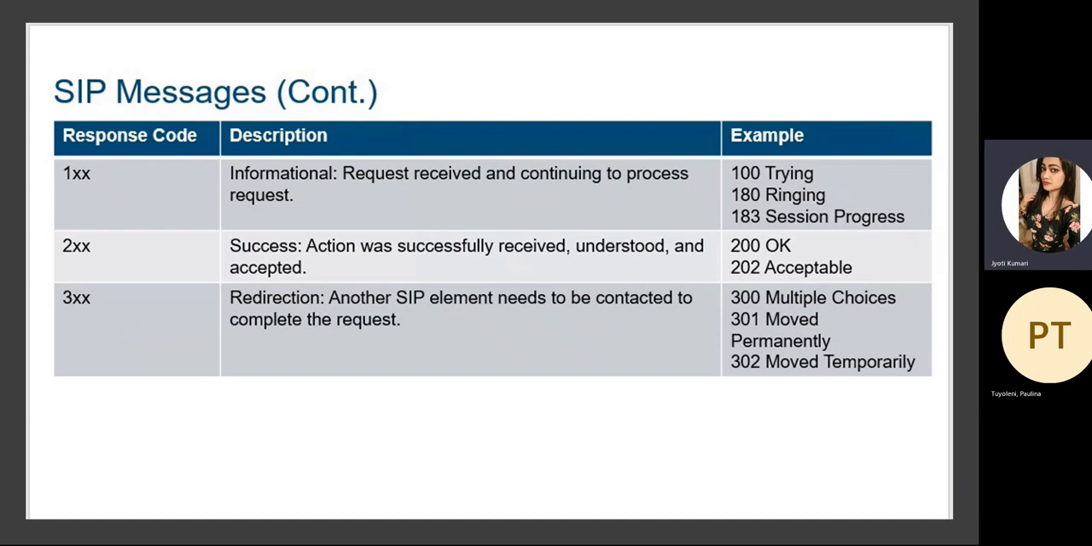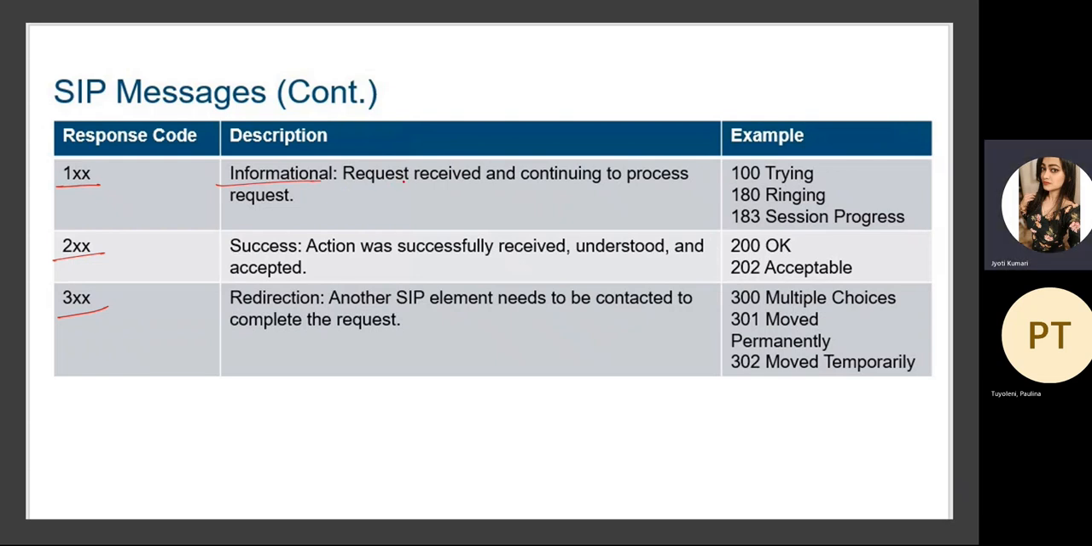Okay, now we know what the different SIP messages are. Now, how do we identify those messages? What are the response codes for that? There are different response codes for different types of SIP messages. We have response codes starting with 1: the 100 series, 200 series, 300 series, and some more we will see. So 100 series response codes are informational.